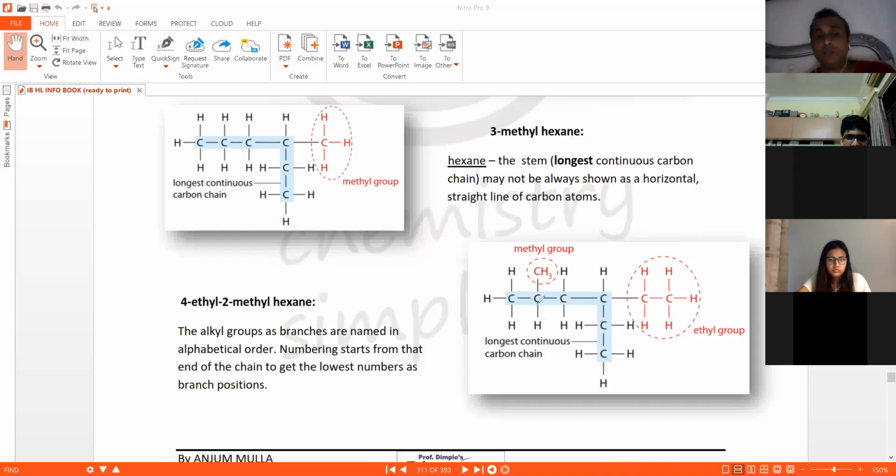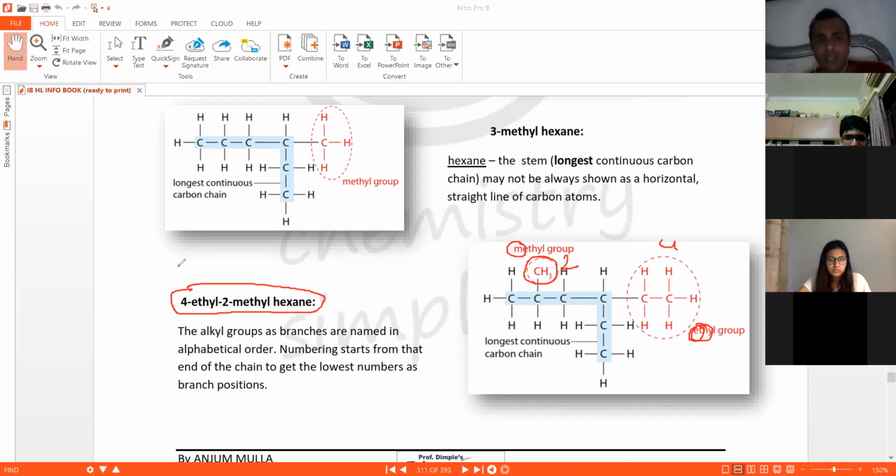Here again, at 2 there is methyl which starts with M, at 4 there is ethyl which starts with E. So the numbering is 2 and 4, but I will write E first because of alphabetical order. So 4-ethyl, 2-methyl hexane. But in IB they wouldn't care about this, but in IUPAC nomenclature this rule is there.